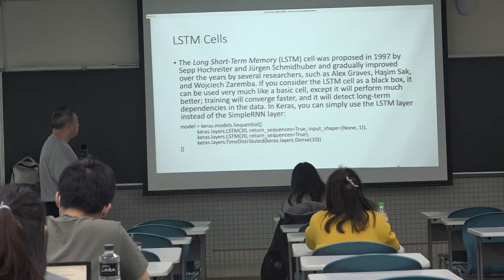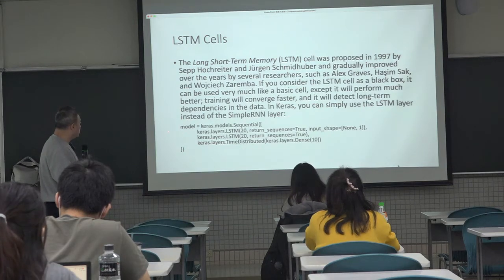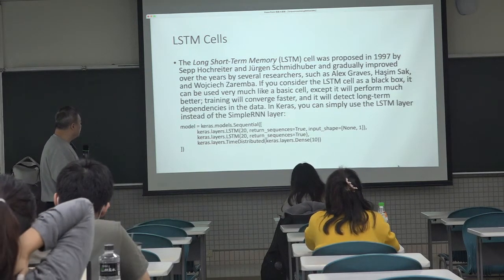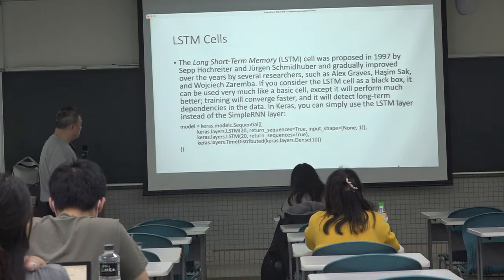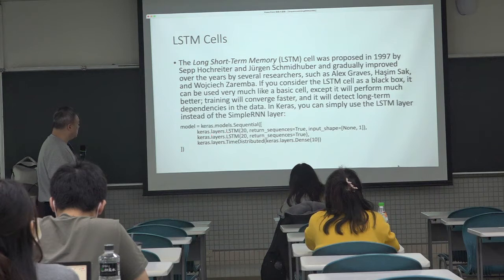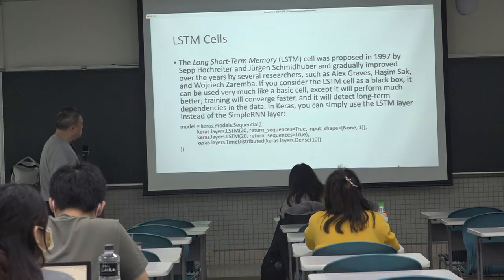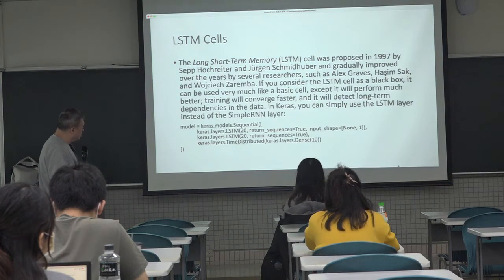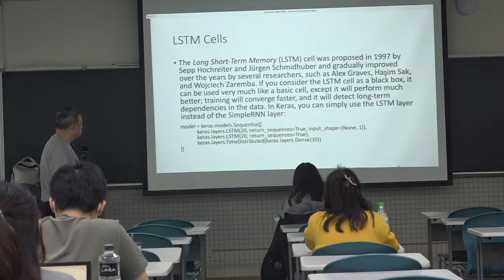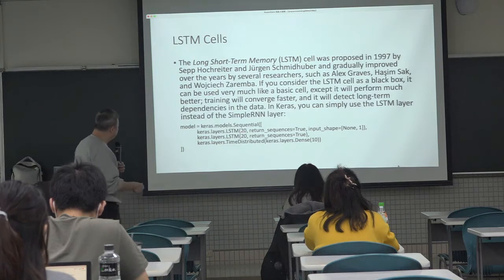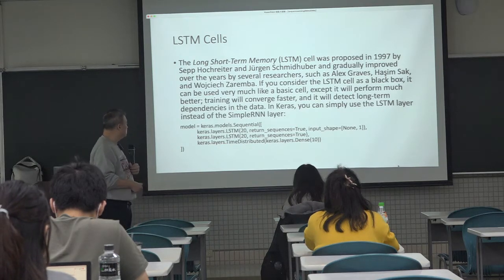And in Keras, you can simply use the LSTM layer instead of the simple RNN layer, something like this: keras.layers.LSTM. You can use this command to directly create a layer of LSTM cells. Here we specify we want 20 LSTM cells, and the other part remains the same. I will not go into detail for the other part, but you get an idea. It's very convenient to use the LSTM cell.